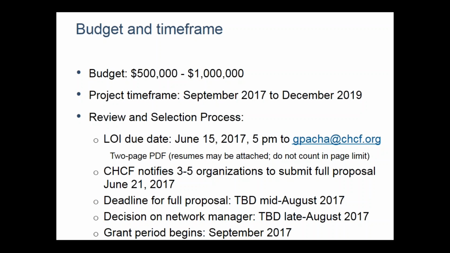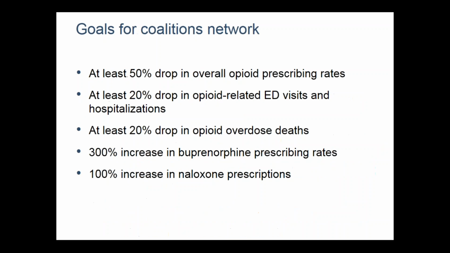So our thought is that if you can get us your 2-page RFP letter by June 15th at 5 p.m. If it's helpful for you to add resumes so we understand who is on the team and which consultants you bring in, we won't count those to the page limit. And then again, we'll tell you by June 21st, and then we'll set a date in mid-August when the full proposal is due, and we'll also announce that finalist by late August so we can start the work in September.